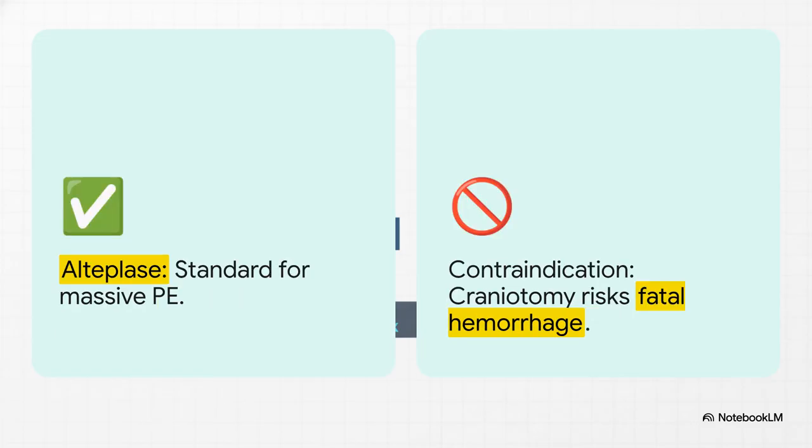Next up, choice A, intravenous alteplase. Now, under normal circumstances, this is the absolute standard of care for a massive PE with hemodynamic instability. But remember that craniotomy 10 days ago? That acts as an absolute, non-negotiable contraindication to systemic thrombolysis. Giving alteplase here carries a near certain risk of a fatal intracranial hemorrhage, so choice A is strictly out.